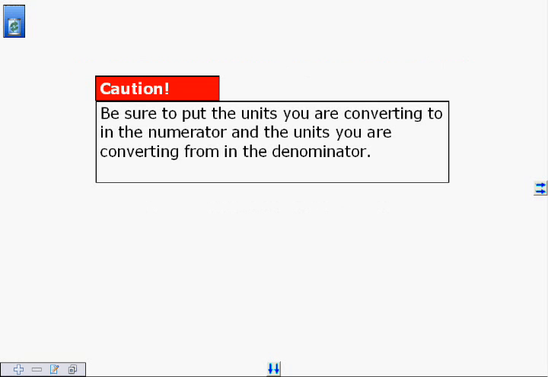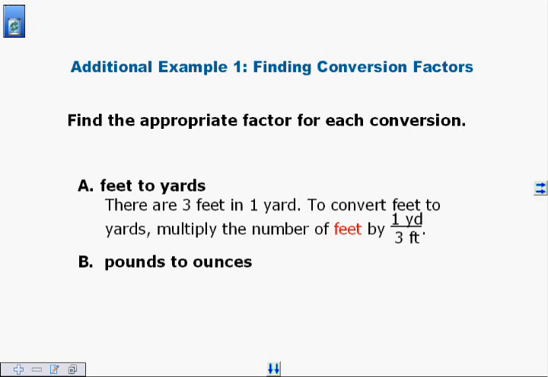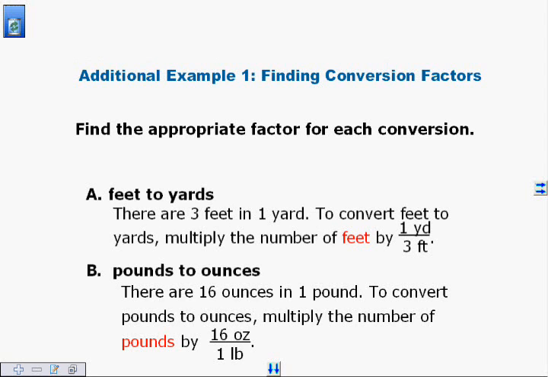Remember, back here we said make sure that you put the units you are converting to in the numerator and the units you are converting from in the denominator. So we were going from feet to yards, so feet went in the denominator, yards went in the numerator. To over from. You can think of it that way. Pounds to ounces. We're going from pounds to ounces. To over from. There are 16 ounces in a pound. To convert pounds to ounces, multiply the number of pounds by 16 ounces to 1 pound.